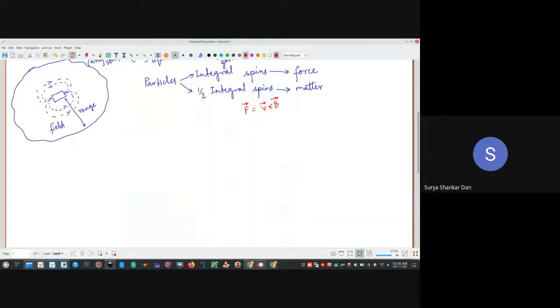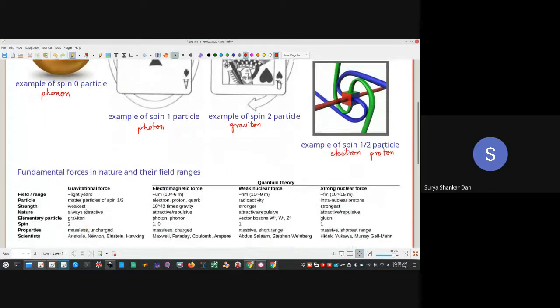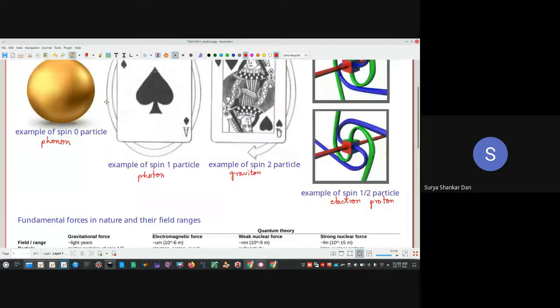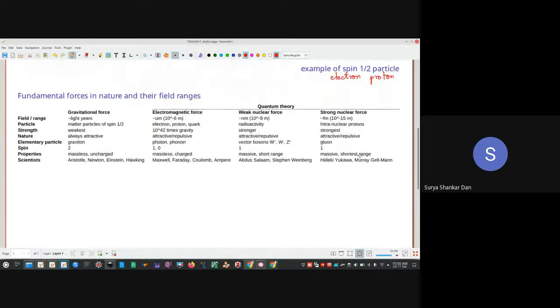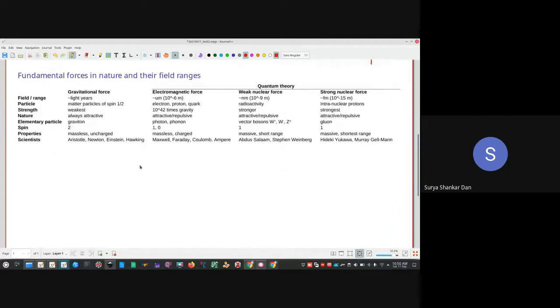All right. Yes. So where was I? Okay. So now we have understood the spin half particle. Now let us conclude today's class with the fundamental forces which we mentioned. Once we have got the very basic idea about the integral spin particles, which are the force particles, and the half integral spin particles, which are the matter particles, let us understand the fundamental forces of nature and their field ranges.